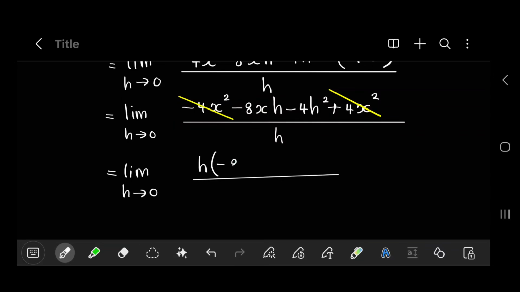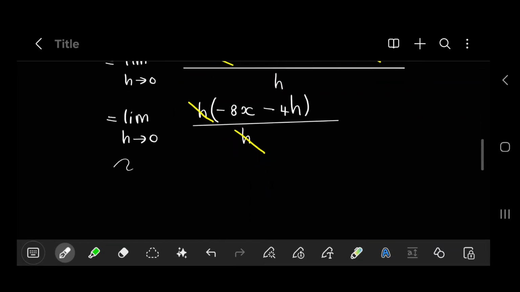In the first term, we're left with negative 8x. In the second term, negative 4h. And don't forget about the h in the denominator. What now happens is the h that you have factored out cancels out with the h from the denominator. And you guys have noticed that in every step, I've always started off by writing down the limit after the equal to. But when do we not write the limit? Once you factorize and the h's cancel out, if there are any terms that still contain h, that is when you make use of the limit.